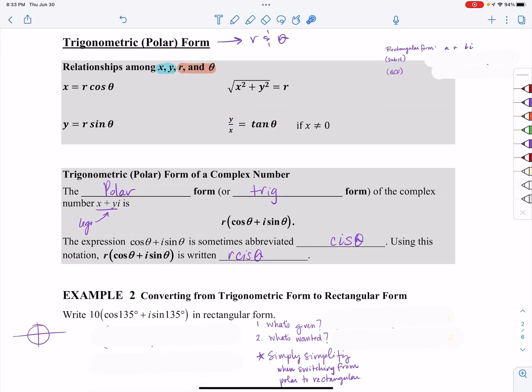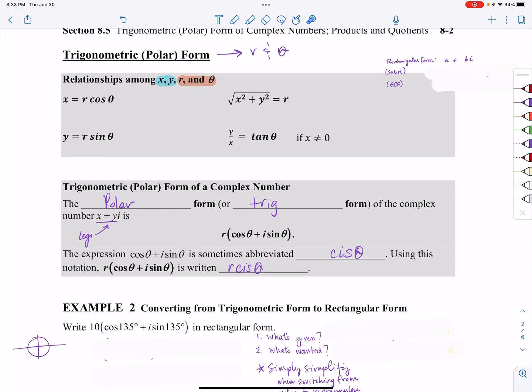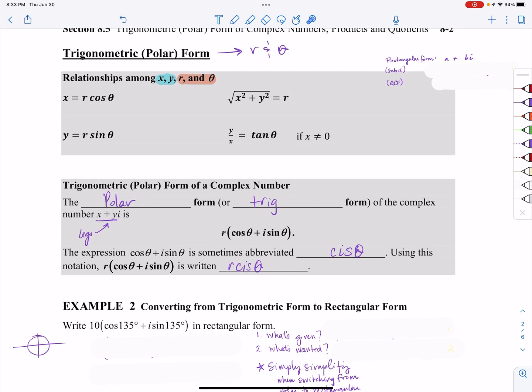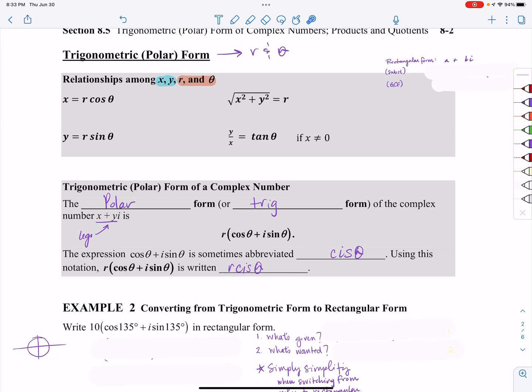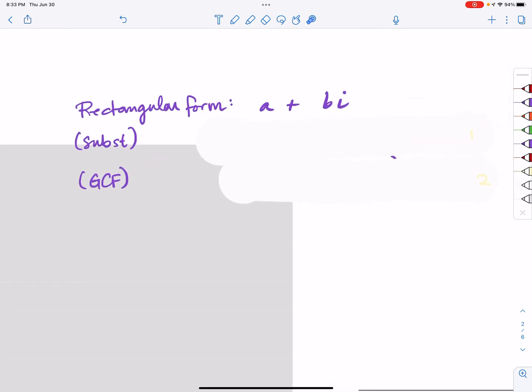What we find here is that the polar form, also known as the trig or trigonometric form of a complex number x plus yi or a plus bi, is this guy right here. And you say, how in the world do you get that? Let's take a look at what I have written down. A plus bi is my rectangular form, something we're comfortable with from previous classes. Well, since I have the equations that say a equals r cosine theta and b equals r sine theta, let's just substitute.